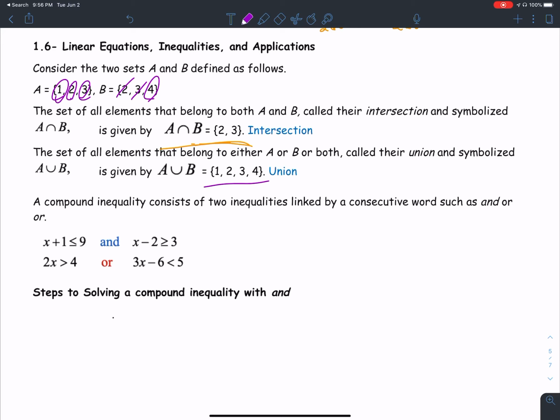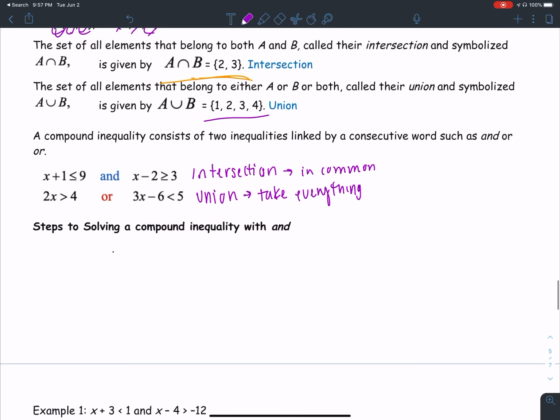So we're going to use that idea with inequalities. A compound inequality consists of two inequalities linked by a connecting word such as and or or. When we see and, we need to think intersection, and we're going to take what's in common. With or, we're going to think union, and we're going to take everything.